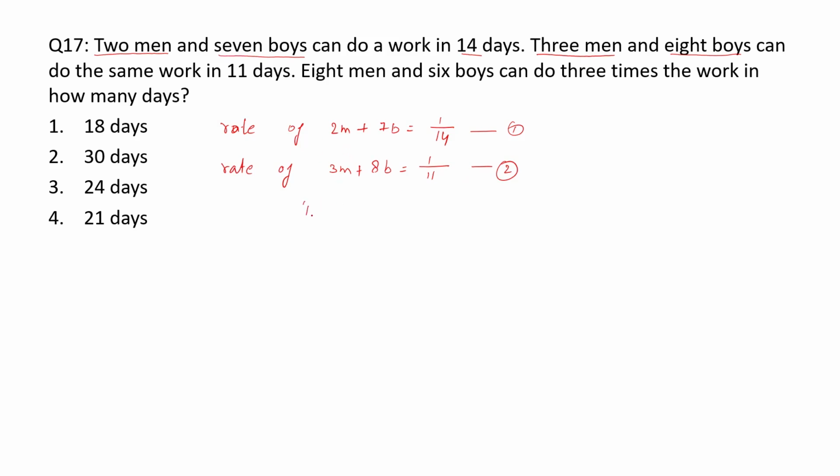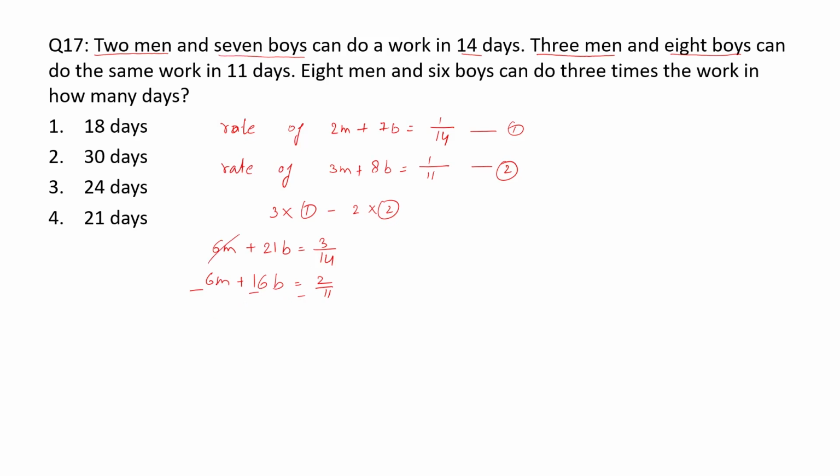What you have to do is multiply equation number 1 by 3 and equation number 2 by 2. If you multiply equation number 1 by 3, you will have 6m plus 21b is equal to 3 upon 14. And the second equation you multiply by 2, that means 6m plus 16b is equal to 2 upon 11. Now you have to subtract.